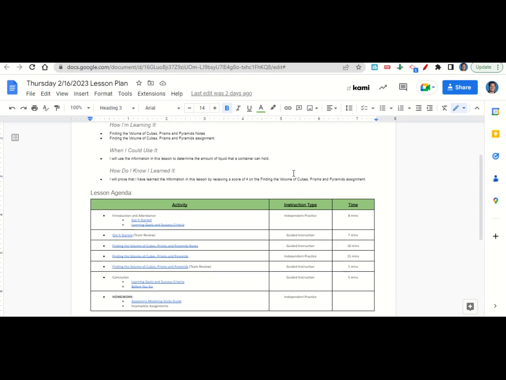Once you've completed the assignment, we'll go over it together and answer any questions that you may have. At the end of class, we'll go back over our learning goals and success criteria while you fill out your Before You Go. Your only homework for tonight is to continue working on the geometric modeling study guide and any incomplete assignments that you may have.